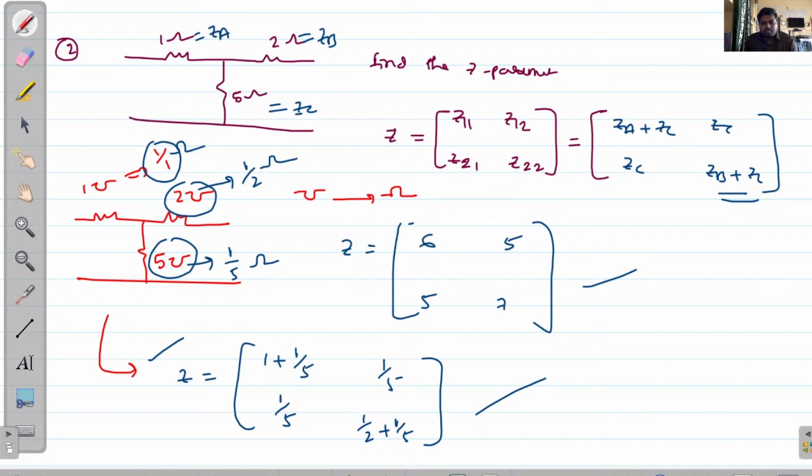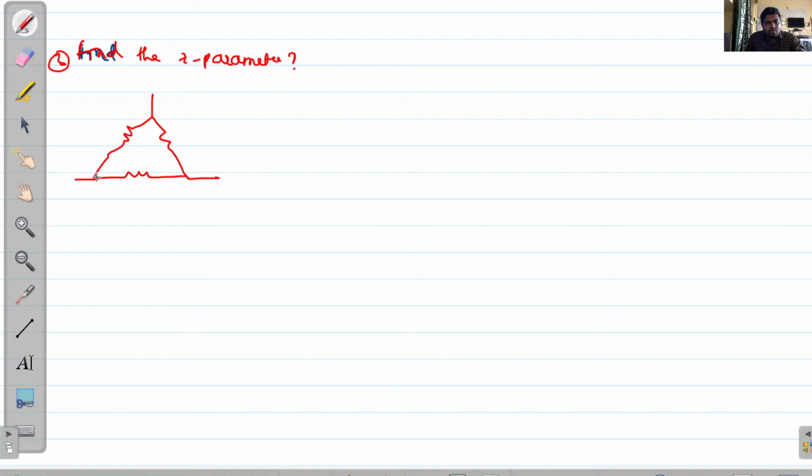And the next problem, for example, I have the network like this. Find the Z parameters. Third problem. Find the Z parameters. Okay. So this is your network. This is 1 ohm, 1 ohm, and 1 ohm. Now you can find the Z parameter.